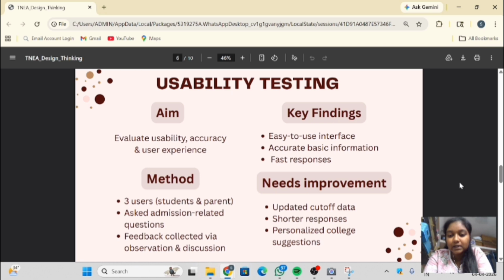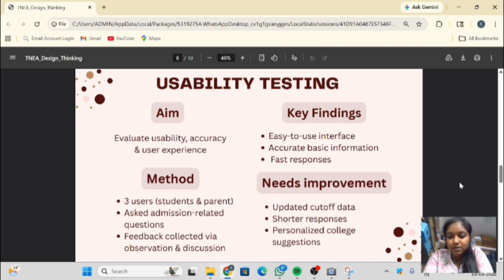To conduct usability testing, we selected 3 participants who represent the typical users of the system. These included 2 students preparing for TNEA admission and one parent who wanted to understand the counseling process. Each participant was asked to interact with the chatbot and ask several questions related to the TNEA counseling process. Some of the example questions asked by the users included: how can I register for the TNEA counseling? What documents are required for certificate verification? How does the seat allotment process work? What is the cutoff mark required for certain engineering colleges?